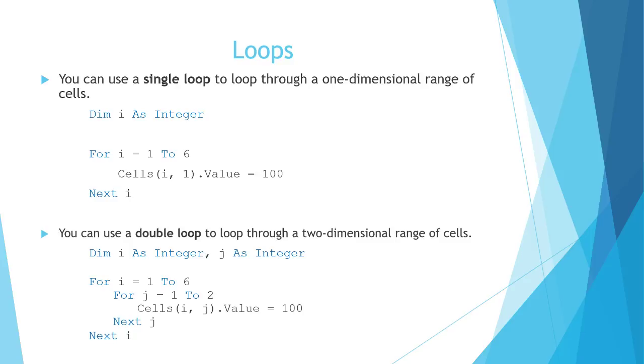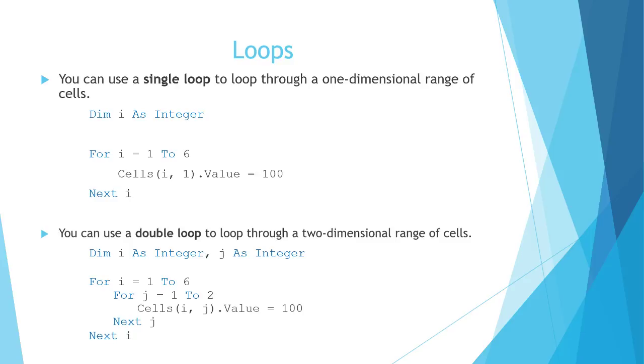So let's start out with the most simple loop, which is a single loop. First thing we're going to do is we're going to define the letter I as an integer. I here is obviously a variable, and we're going to say that for the variable I, it's going to equal 1 to 6. So I is going to have 6 different values, 1, then 2, then 3, then 4, then 5, then 6. And then in the indented line under that, we're going to say cells(I, 1).value = 100. So what we're doing is all of the cells that are within the parameters that we're outlining, we're going to change the value to 100.